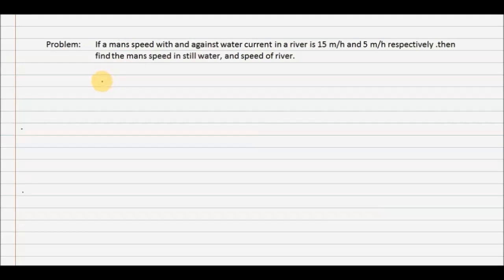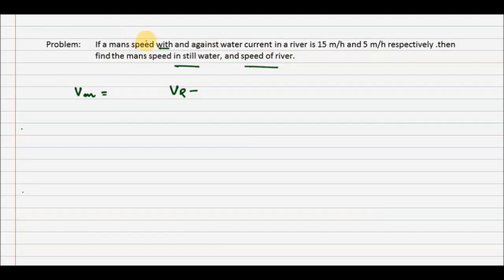The numerical says that if a man's speed with and against the water current is 15 meters per hour and 5 meters per hour respectively, then find the man's speed in still water and the speed of the river. Let me suppose that the speed, or I can say the velocity, of the man in still water is Vm, and the speed of the river is Vr.